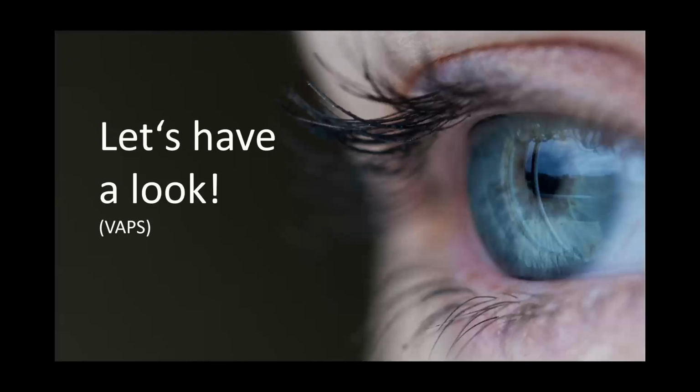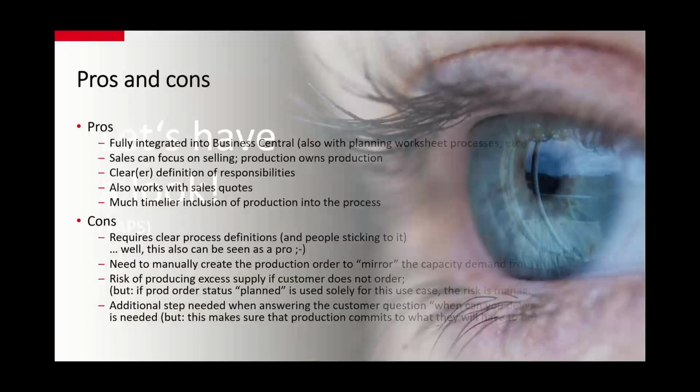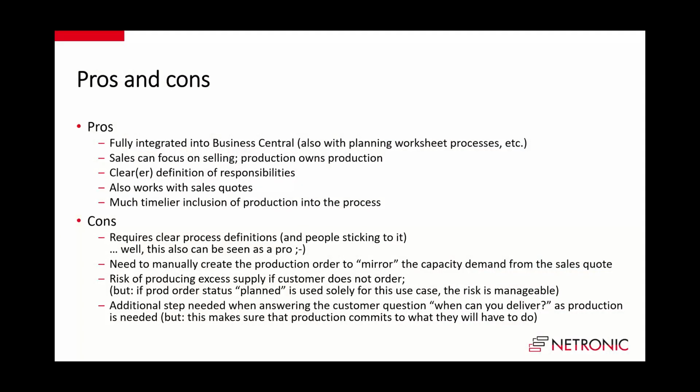Again, I've given a realistic delivery time commitment to my customer, now that production is involved. And again, this could only be achieved because my production people worked with finite capacity scheduling software. And again, like before, this is not the silver bullet. There are pros. This is fully integrated into Business Central, and again, it works with the planning worksheet and everything. With this approach, sales can focus on selling and production owns production. Especially production is responsible for the delivery times, which I always would prefer.